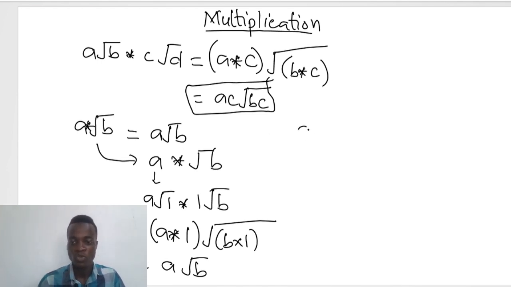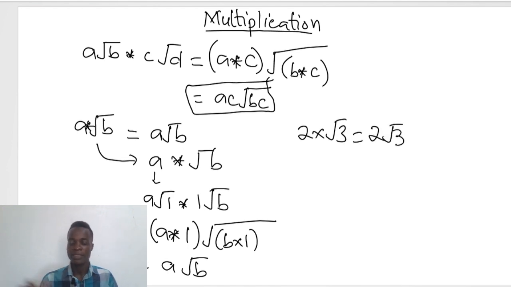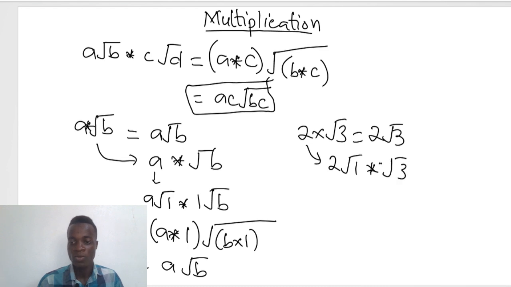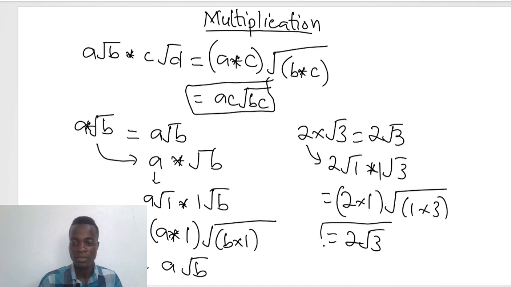An example is 2 times root 3. This will simply be 2 root 3, as simple as that. If you see 2 root 3, it's like 2 times root 3, but we don't actually write the multiplication. Let me use actual numbers to illustrate the same concept. It's the same as 2 root 1 times 1 root 3. So you're going to have 2 times 1, which are outside, and the square root of those that are inside, 1 times 3. So you have 2 root 3 at the end of the day. That's simple and quick.